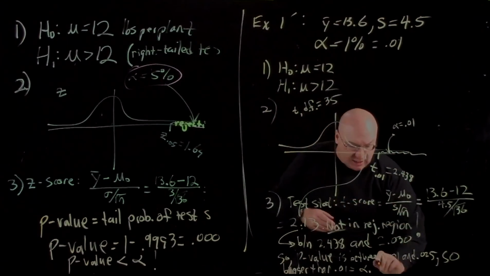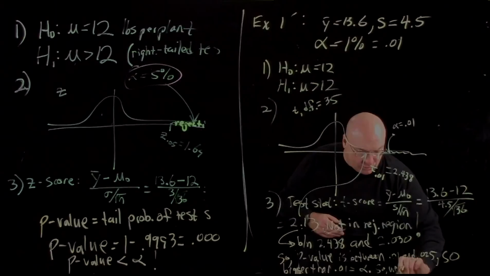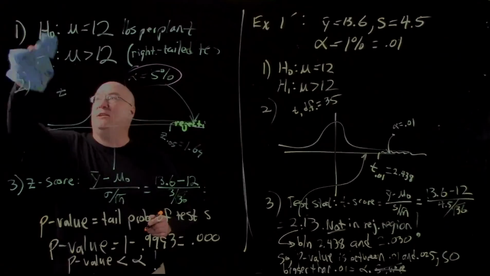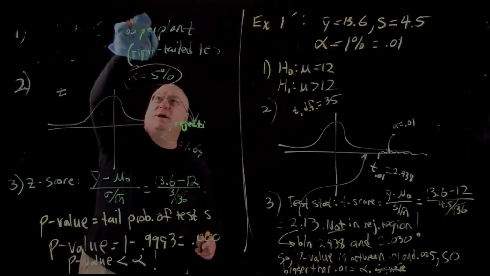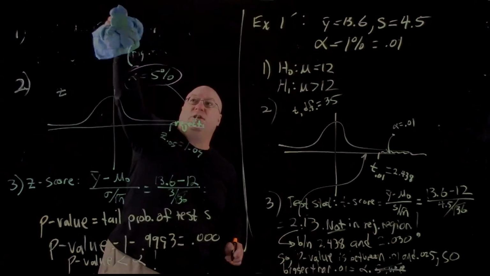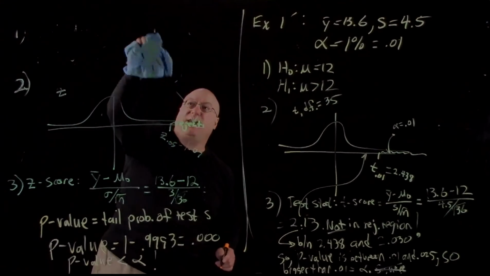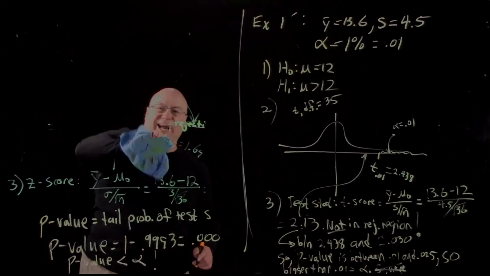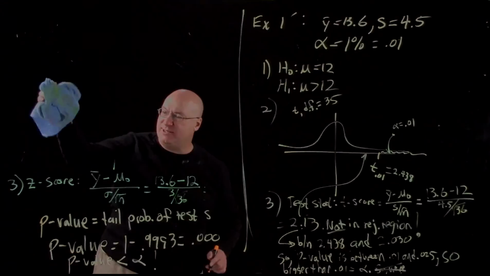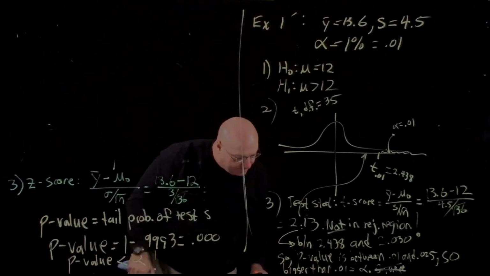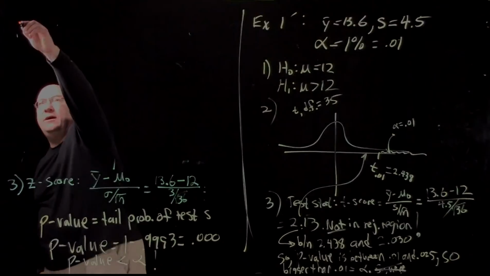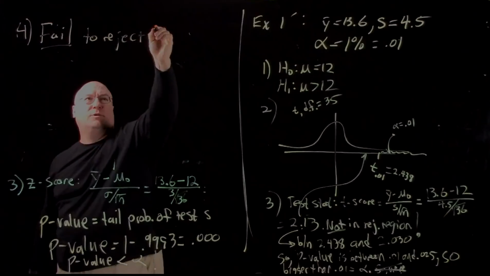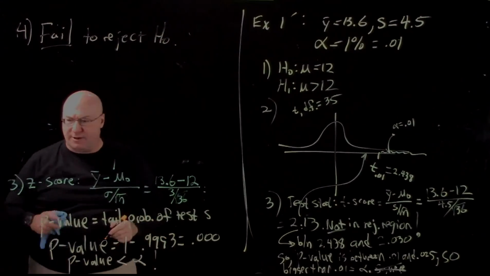So in both ways, we see this. That's actually step 4. Step 4 is, we fail to reject H naught. It does not lie in the rejection region, or the p-value, though I can't figure it out exactly, I can see that it's bigger than the significance level, so we fail to reject H naught. So that's step 4: fail to reject H naught.